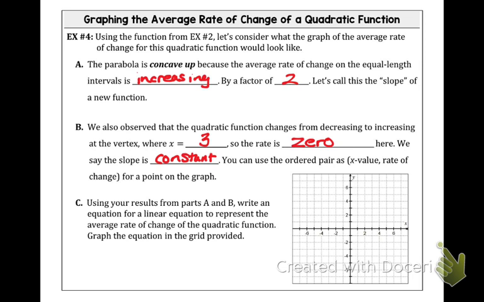Okay, so for part C, using our results from what we just put up there, we're going to write an equation for a linear equation to represent the average rate of change of the quadratic, and then graph the function in the grid provided. Okay, so if we said that our rate of change is changing by 2 each time, there's our new slope.